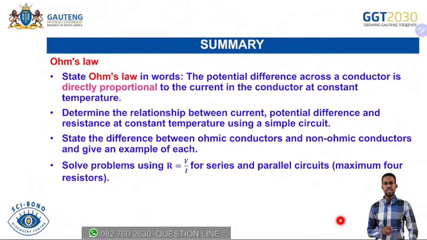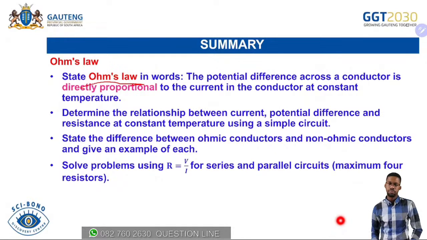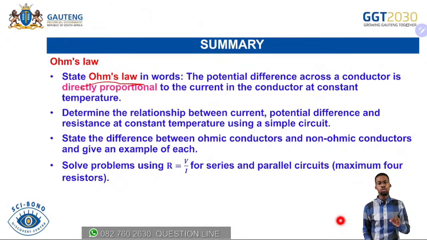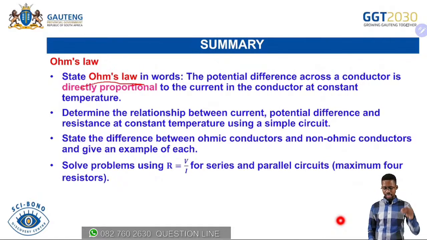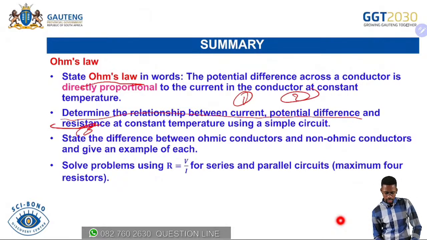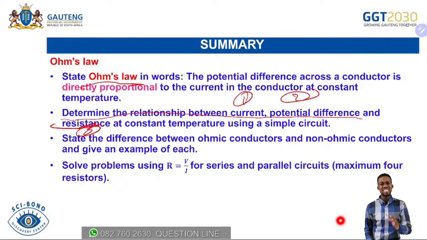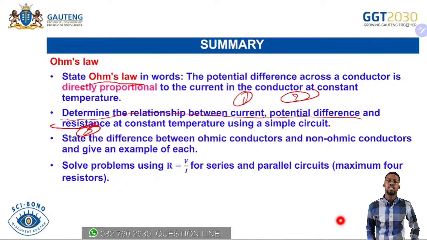And it tells us that the first thing that you look at is Ohm's law. And you must state Ohm's law in words: the potential difference across the conductor is directly proportional to the current in the conductor at constant temperature. And you need to clearly evaluate the relationship between current, potential difference, and resistance. Because this is what circuits are about. They're about this triangle relationship between current, resistance, and potential difference.